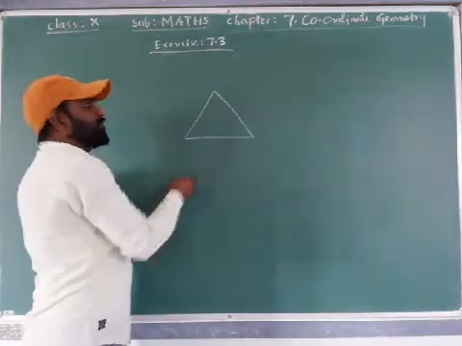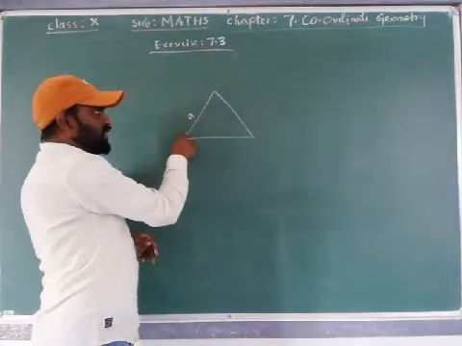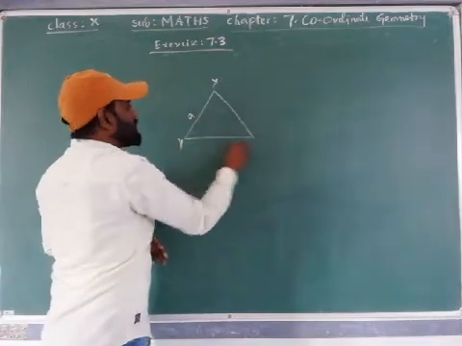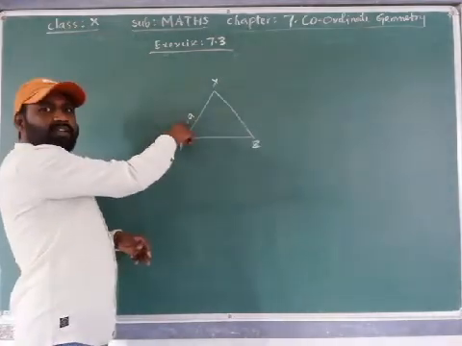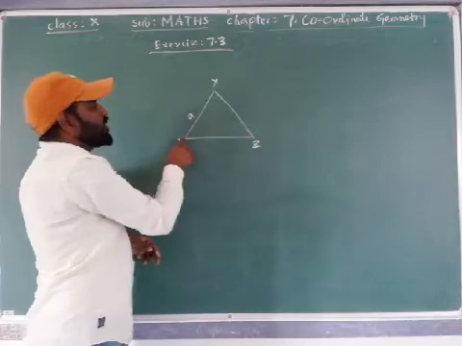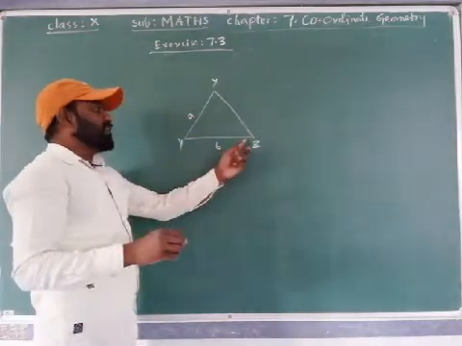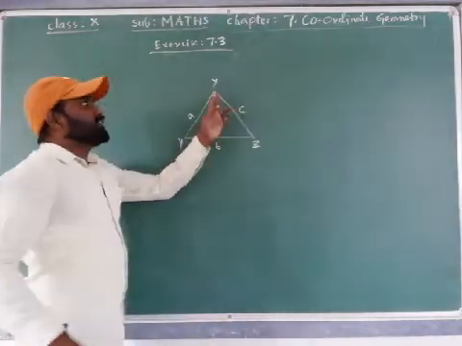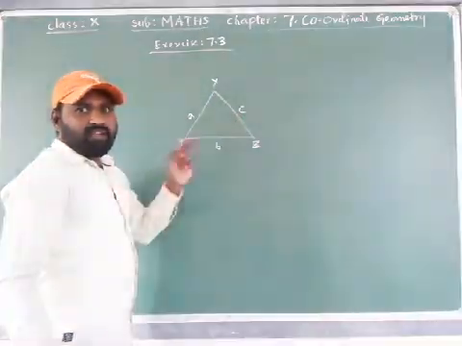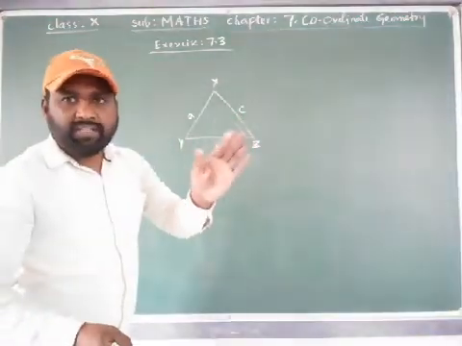Suppose a triangle, in which A is the length of one of the sides. Suppose XYZ is the triangle. A is the length of side XY, B is the length of side YZ, and C is the length of side XZ. Now I will show the different triangles.